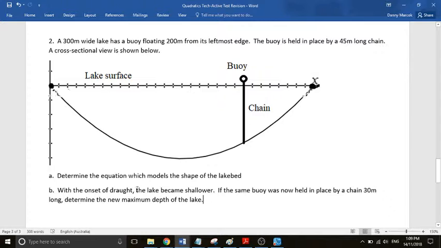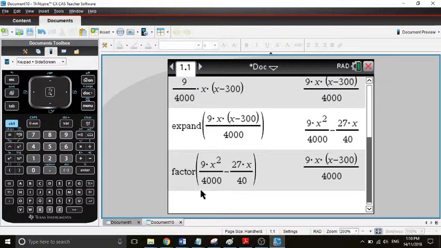So with the onset of drought, the lake became shallower. If the same buoy is now held in place by a chain 30 meters long, determine the new depth of the lake. So it's only become shallower. It hasn't become narrower. I don't know why, although it's become shallower. I don't teach physics. Melbourne Uni wouldn't let me. But in this case, it only becomes shallower.